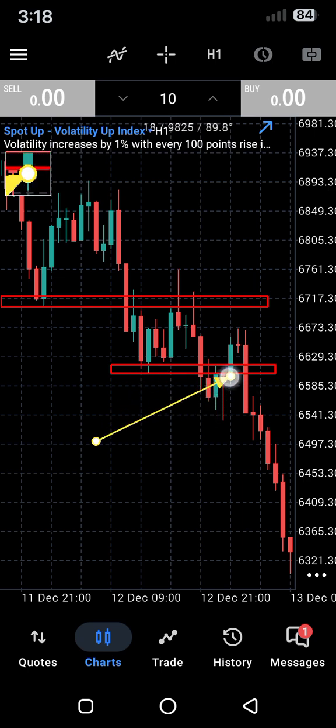There are no buyers left. Why? Because if there were buyers left at this area underneath it, we would have had a massive push. But what happened? Price failed to hold. Buyers failed to hold price. That's why we had this break.